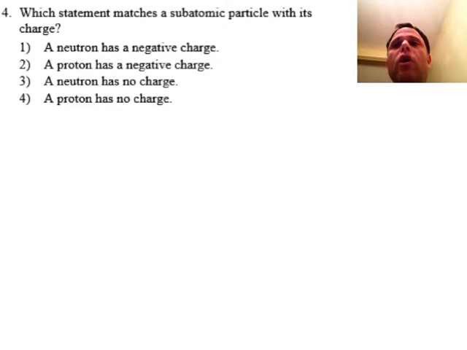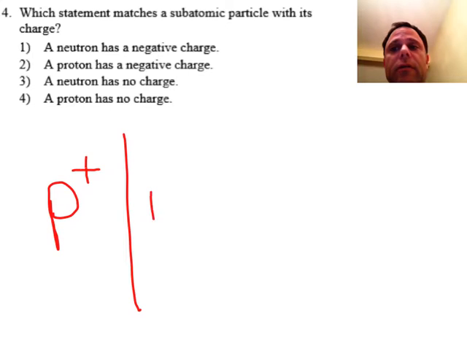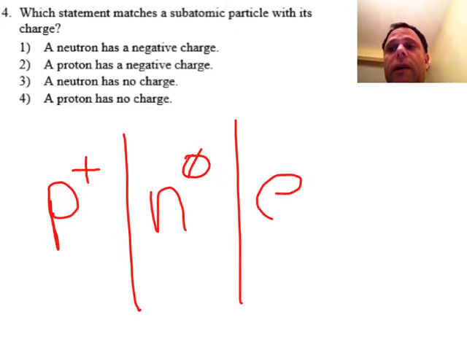Number 4. Which statement matches a subatomic particle with its charge? Let me give you these symbols here and then you decide. Protons have a positive charge. Neutrons are neutral. And electrons have a negative charge.